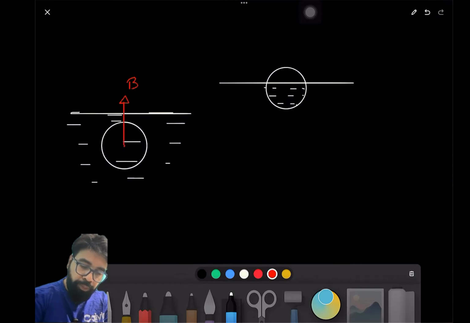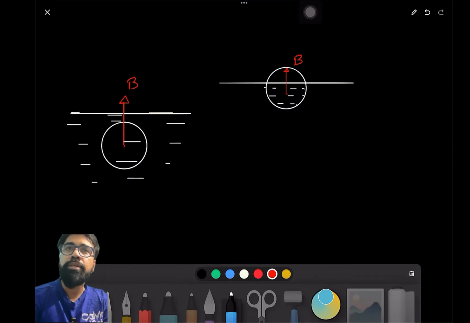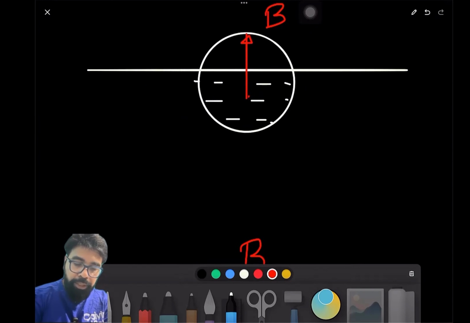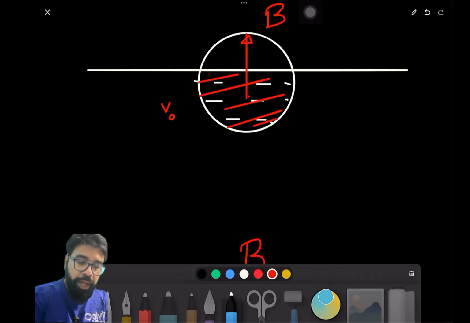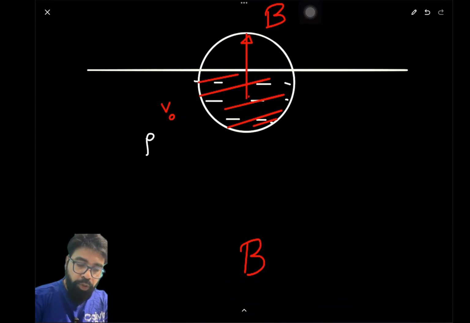So the body in both the situations experiences what? An upthrust. This upthrust is known as buoyant force. And the value of the buoyant force is equal to the weight of the volume of the fluid displaced by the body. So in the first case, let us assume that the volume V naught of the body is inside the liquid, and the density of the liquid is rho.